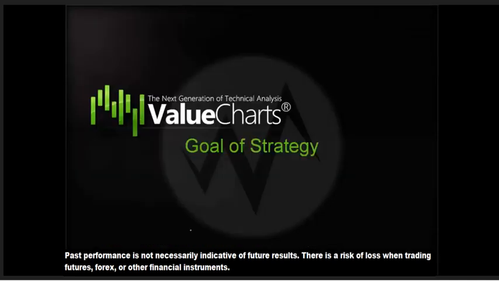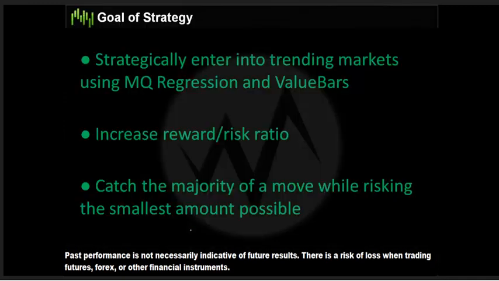So the goal of tonight's strategy really is just to strategically enter into a trending market using Mq regression and value bars. Now we're going to be looking for intraday trends, so we're not finding end of day trends. We'll be entering using very short time frames like a 1 or a 2 minute chart. We're also trying to increase our reward to risk ratio by entering on the right side of value. So if the market's trending up, we're entering in undervalued. If the market's trending down, we're entering in overvalued.